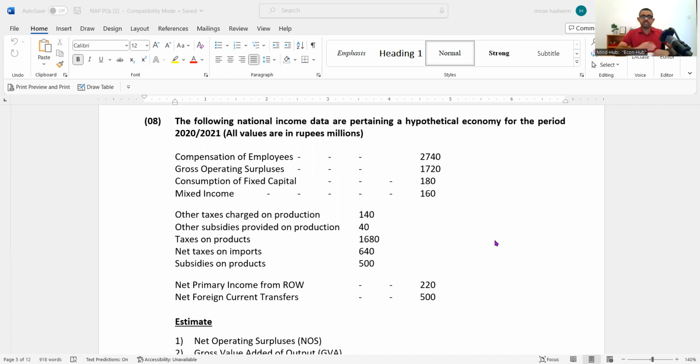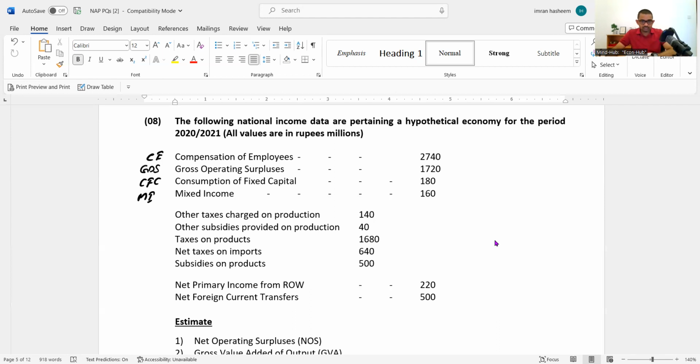Right. Let's do this question. The following national income data are pertaining to a hypothetical economy for the period 2020 and 2021. All values are in rupees millions. You are given compensation of employees, so you are given the CE or COE value. Gross operating surplus, GOS, is given. You are given consumption of fixed capital, CFC, and you are given mixed income, MI.